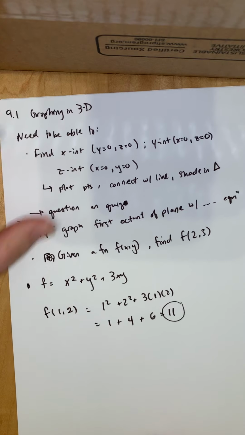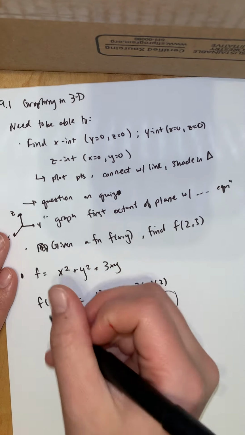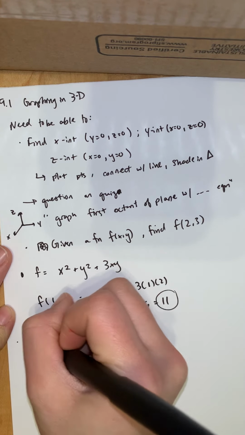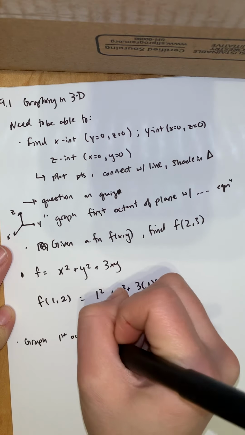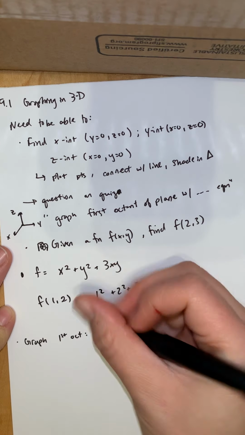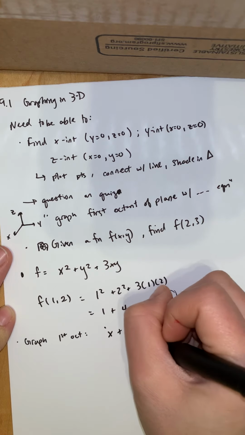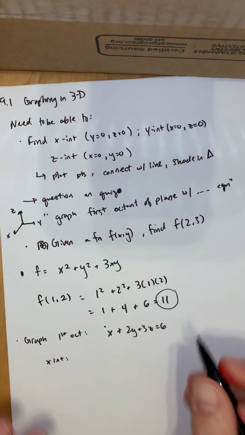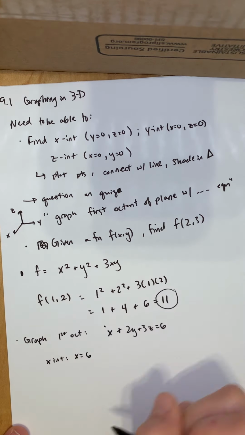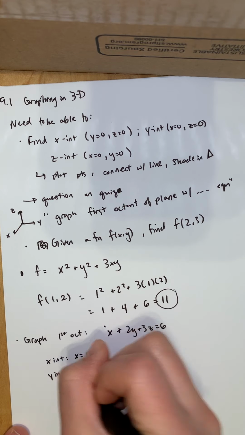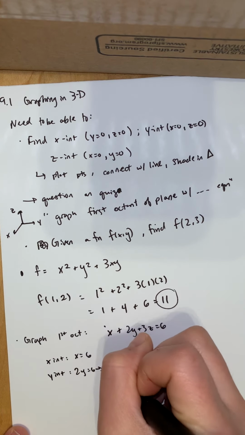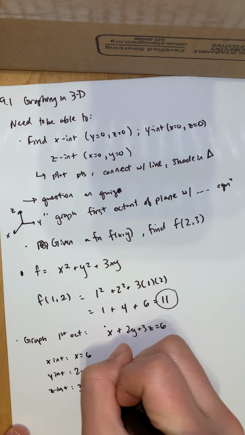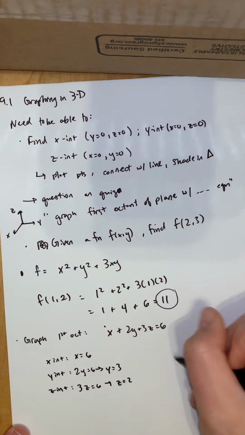And then again, for finding your intercepts, if I give you an equation to graph the first octant of, let's see, x plus 2y plus 3z equals 6, our x-intercept is going to be x plus 0 equals 6, so x equals 6. Our y-intercept is going to be 2y equals 6, so then y equals 3, and our z-intercept would be 3z equals 6, so z equals 2.